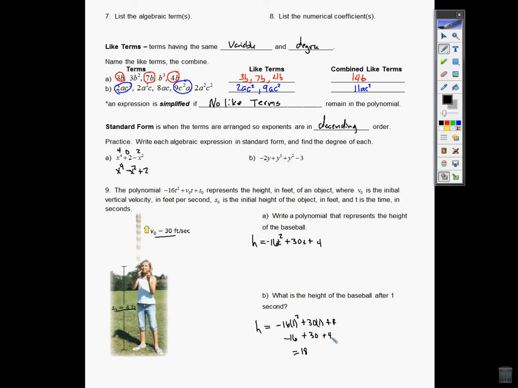Okay? If we have any questions about these, please write them down so you don't forget. We can talk about them in class. And we'll go a little bit more in depth as to what a monomial cannot be when we're in class next time.